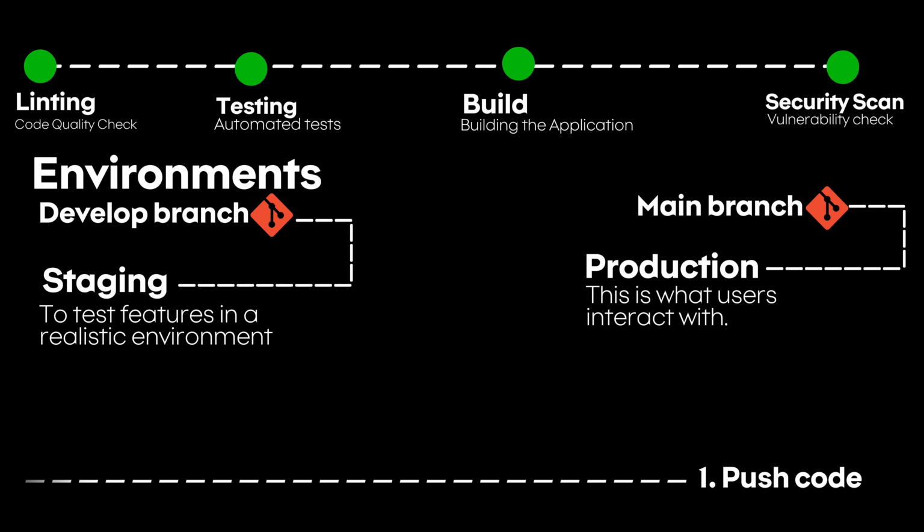I push code, the pipeline runs checks, tests, build, and security scan. Merge to develop, automatic deployment to staging, then create a release and wait for approval. I approve, then deploy to production. Simple, fast feedback for developers, but controlled deployment for users.